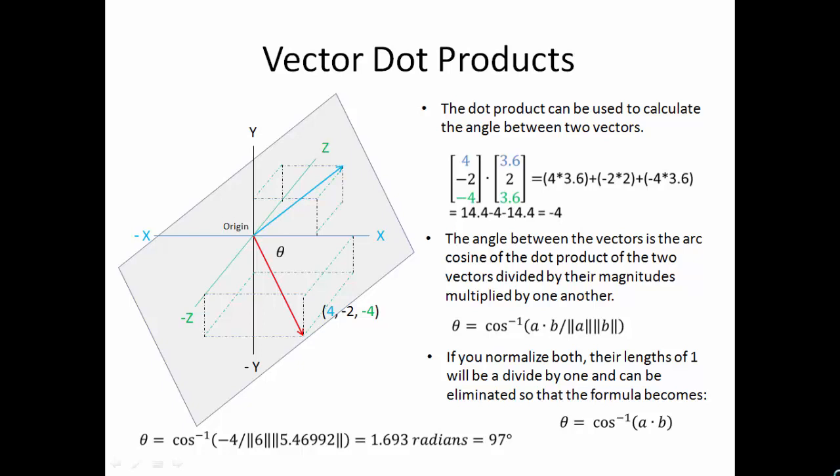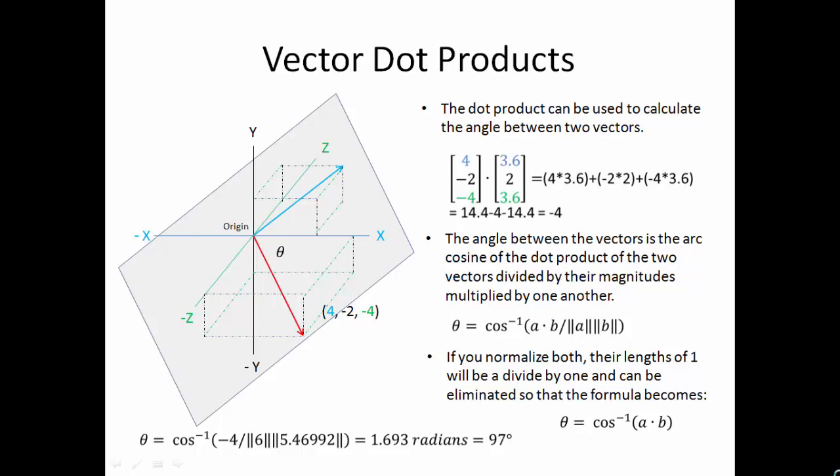The dot product can be used to calculate the angle between two vectors. So another way to use this is if you want to know the angle between two vectors in 3D space, you can imagine them existing on the same 2D plane in 3D space, and you can get the angle on that plane between the two vectors by using the dot product. The angle between the vectors is the arc cosine of the dot product of the two vectors divided by the magnitudes multiplied by one another. Okay, so that's written out as a formula right below that.